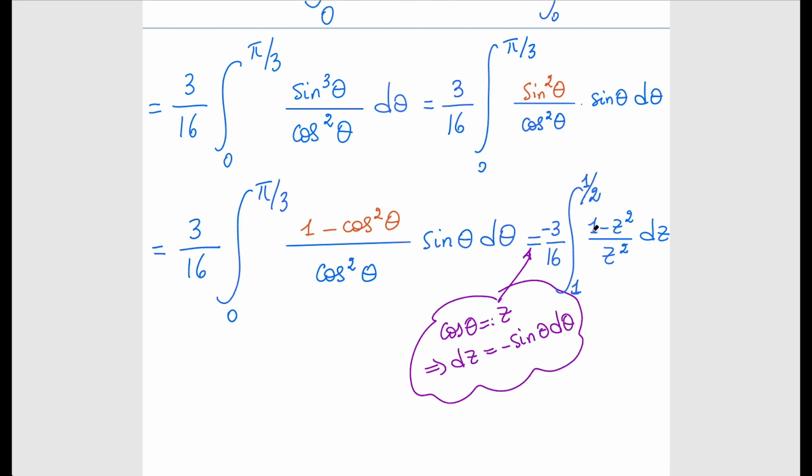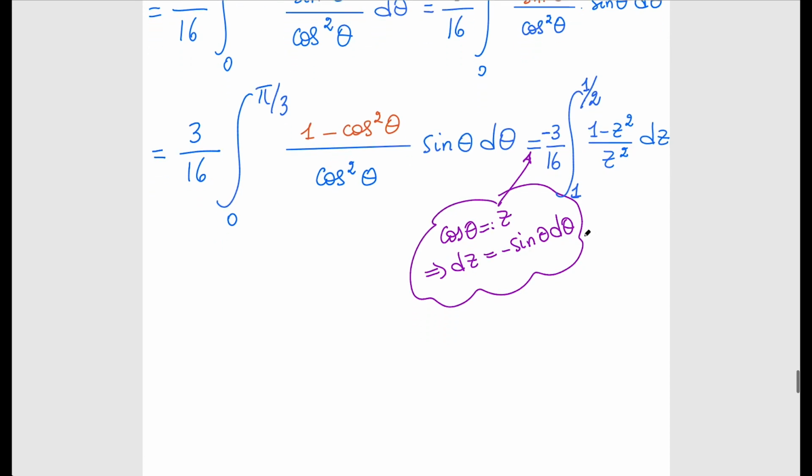So we get this. Now we're integrating this guy, and how do we integrate that? That's minus 3 over 16, the definite integral from 1 to 1/2. This is 1 over z squared, which is z to the power negative 2, minus z squared over z squared, that's a 1, right? dz.